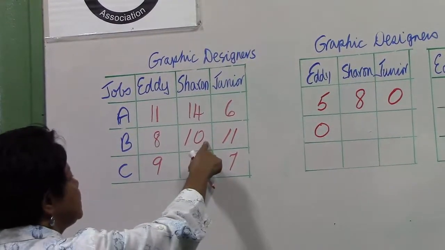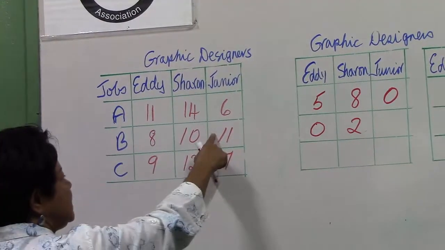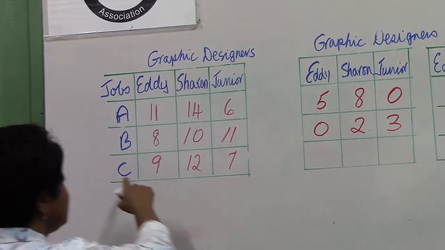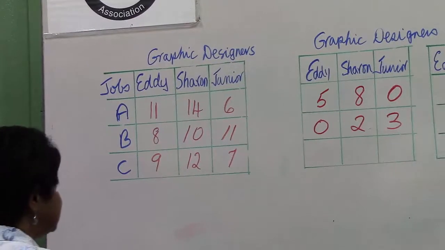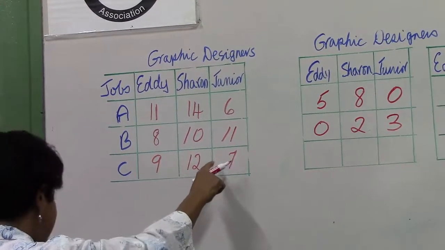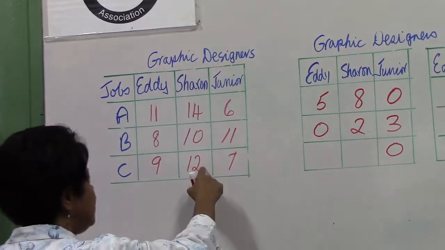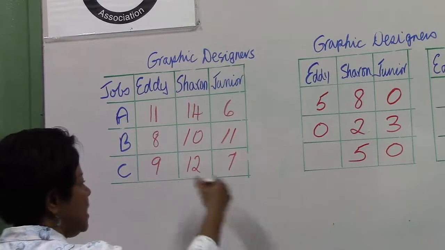Then the 8 from 10, you get 2. The 8 from the 11, you get 3. Now the third row, job C, the lowest number is the 7. So you take away 7 from 7, you get 0 here. Then 7 from 12, 5. And 7 from 9, 2.